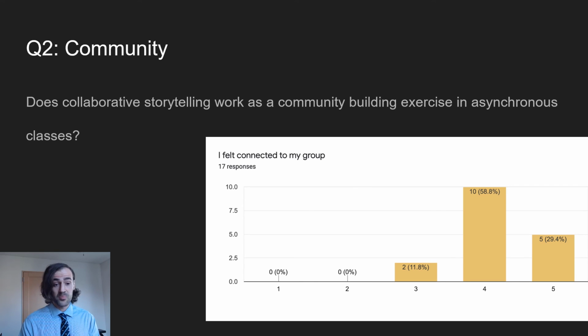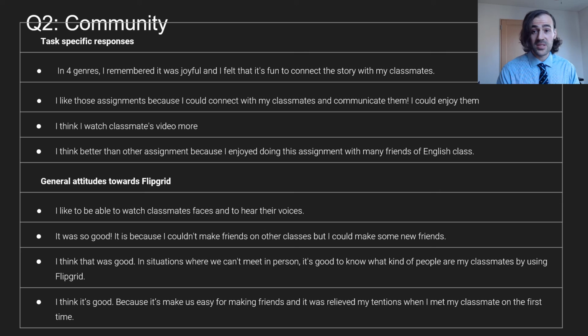And again, to put more support to this idea that collaborative storytelling can work as a community building exercise, there was a lot of agreement that they felt connected to the group. Only 2 students were neither strongly agree nor disagree. Okay, there are a lot of comments here, but you can pause and read through these. I'll highlight a few. Specific towards the storytelling activities, students said that they thought it was joyful and that it was fun to connect a story together with their classmates.